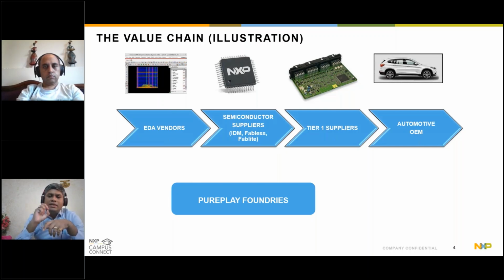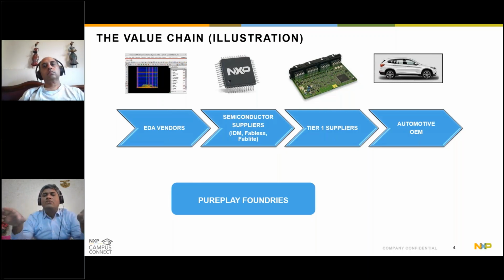But they are an extremely integral part of this value chain because there is a very close connection between the recipe which comes from these pure play foundries versus what we design on CAD. So this is extremely important for you guys, whether you are a faculty member or a student or an aspiring engineer, to understand this end-to-end value chain.